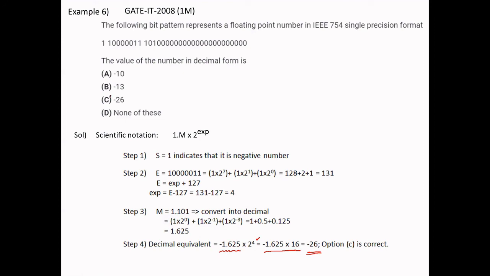Option C is correct. So these are about the IEEE 754 floating point format. As a conclusion, we have solved the previous GATE problems and practice problems to convert the decimal equivalent to IEEE format, and to convert IEEE format to the decimal equivalent.